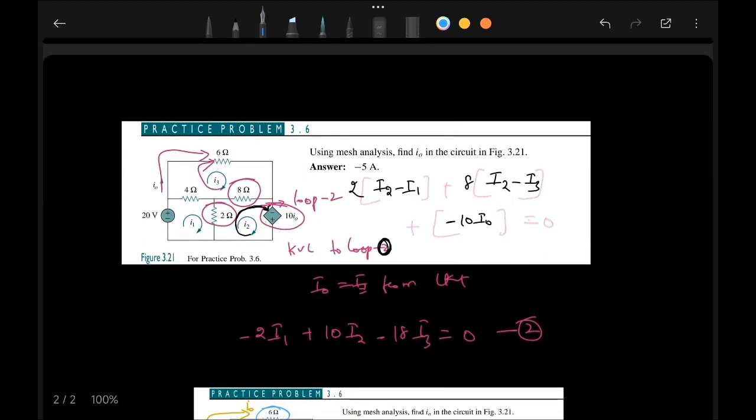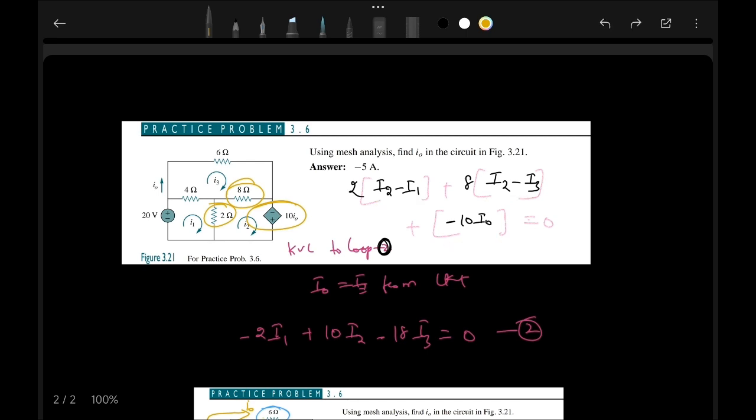Next, similarly, I'll take loop 2. For analysis of loop 2, I have 3 elements connected in the loop: 2 ohms, 8 ohms and 10 I0. That's why I use first bracket, second bracket, third bracket equal to 0.